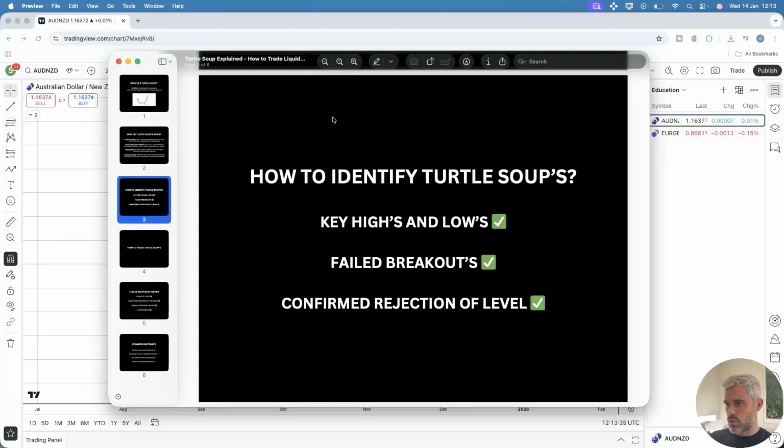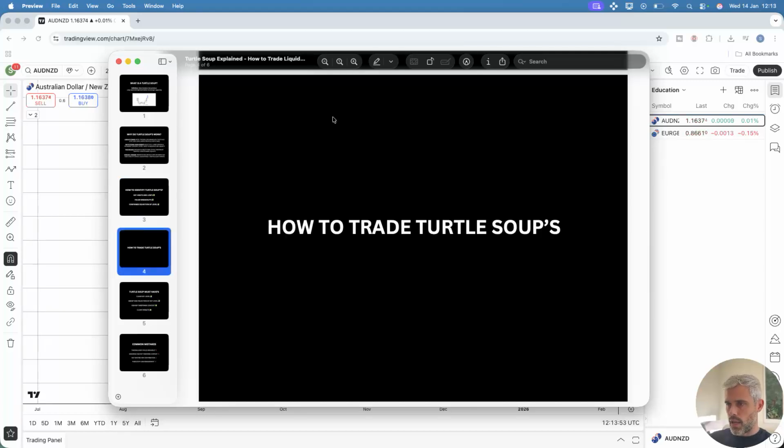How to identify turtle soups? You have to analyze key highs and lows, and I do that through analyzing higher time frame candles. You need to see first a failed breakout, so a push below a low, and then a confirmed rejection of that level that we can then trade in the opposing direction. So let's get into it with some examples and look at how to trade turtle soups.